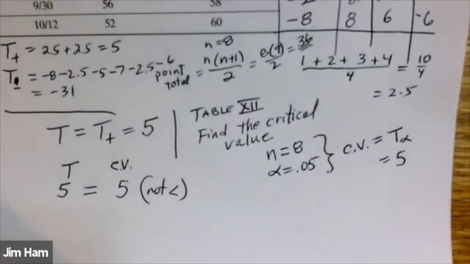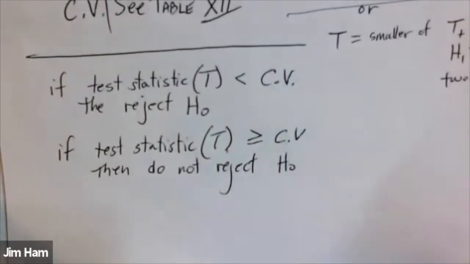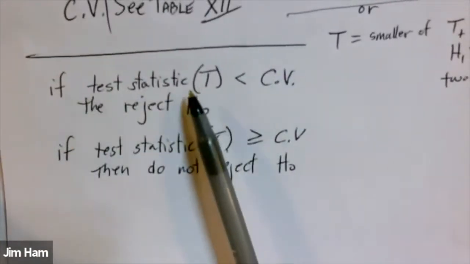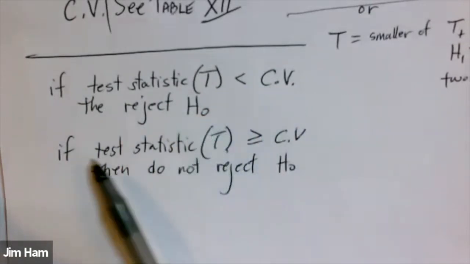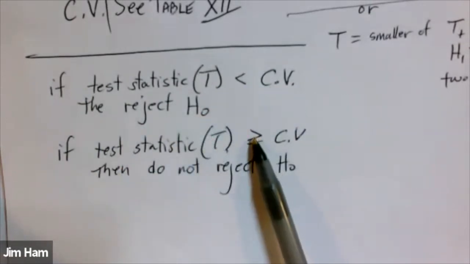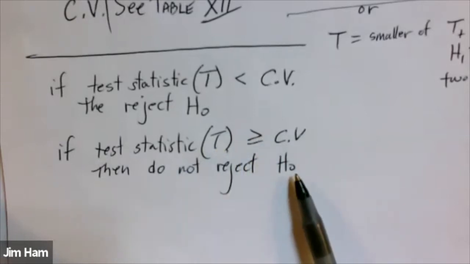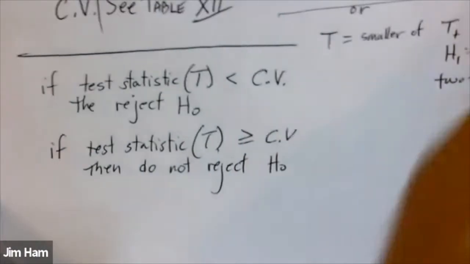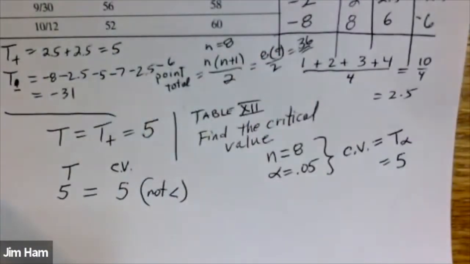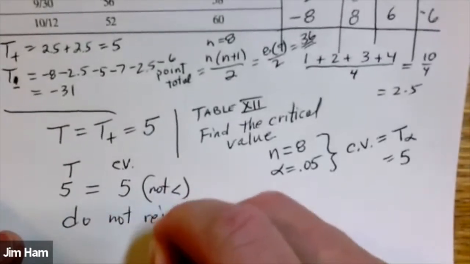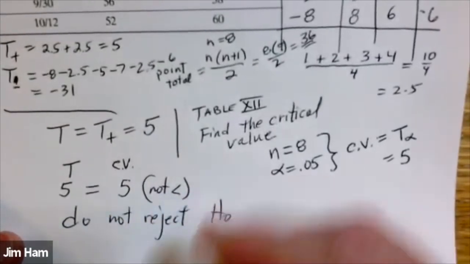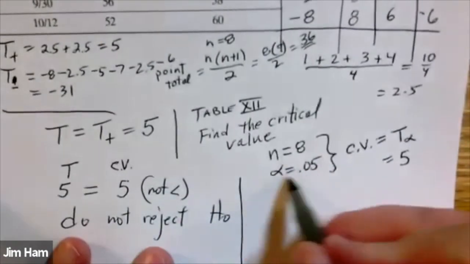I think I wrote it out maybe here. This might be another way to think of it. If the test statistic is less than the critical value, then reject the null hypothesis. If the test statistic is either greater than or equal to, and in this case it's equal to, then we're not going to reject the null hypothesis. So our decision here: do not reject the null hypothesis. All right, and then the conclusion.